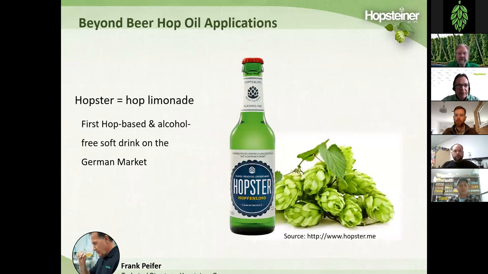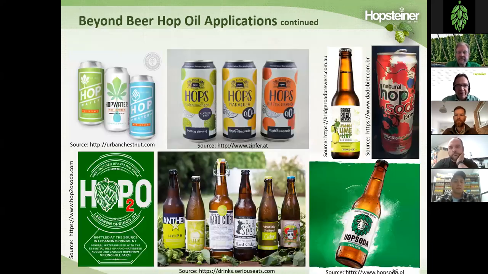Next slide, please. That's just one example of what we have outside the brewing world. Beyond brewing, people try more and more with hop oils because they're easy to use and easy to handle. And that's one example. That is a Hopster. That's a hop lemonade that's available in Germany. It's alcohol-free, has a good drinkability, and has a very good hoppy note. Next slide. Here are also some examples that I found on the worldwide net about the utilization of hop oils in different categories of beverages and drinks, starting with water, going to lemonades, and also some ciders that were spiked with a hop oil addition. Okay, next slide.